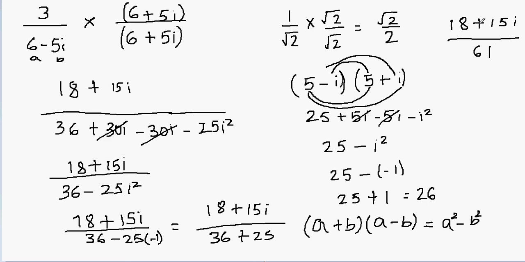I can separate the terms. I can write this as 18 over 61. Now I can't reduce it anymore since 61 is a prime number, plus 15i over 61. Or I can leave it like this. Both the answers are correct.